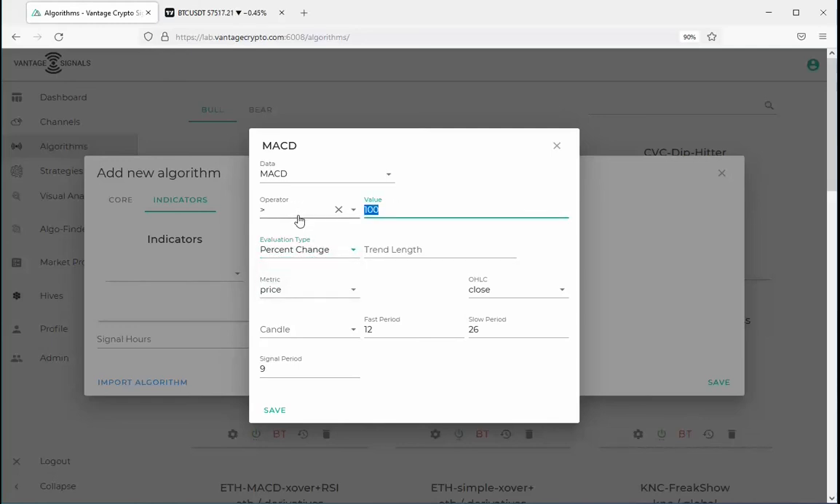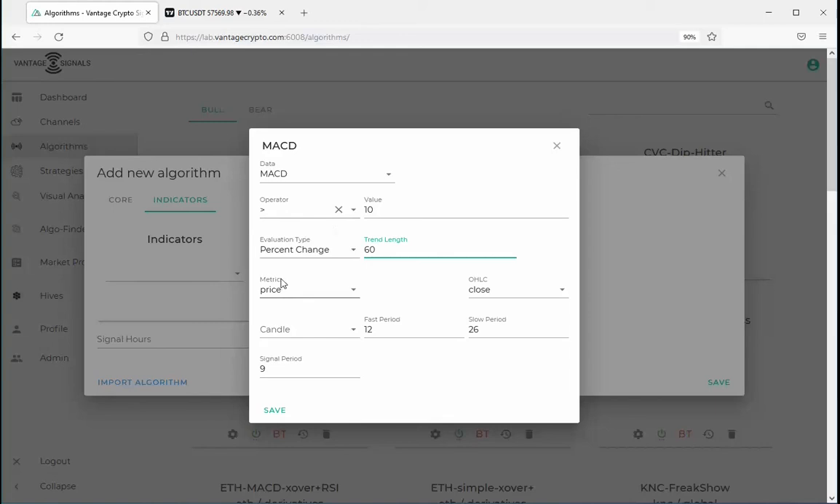We could also set this indicator to look for a percent change instead of an absolute number. When we choose to specify a percent change, we must also define how many minutes in the past we should compare against the current value. So for example, this configuration says that the MACD value must go up at least 10% over the last hour in order to pass. Now here is where we take MACD to a whole new level.